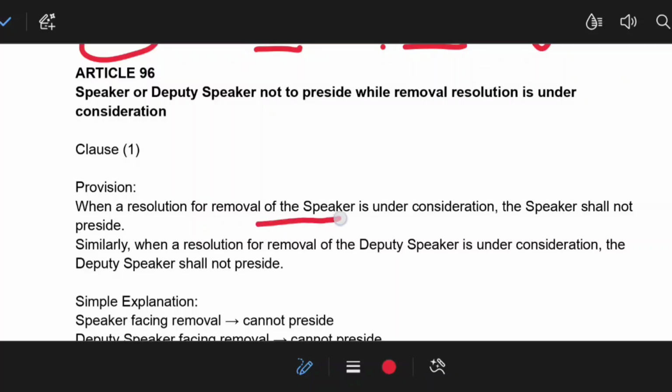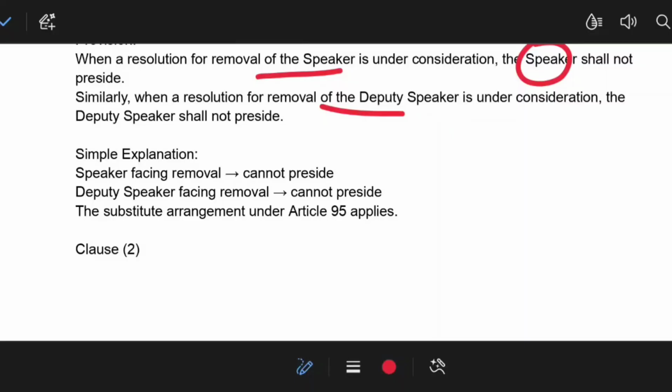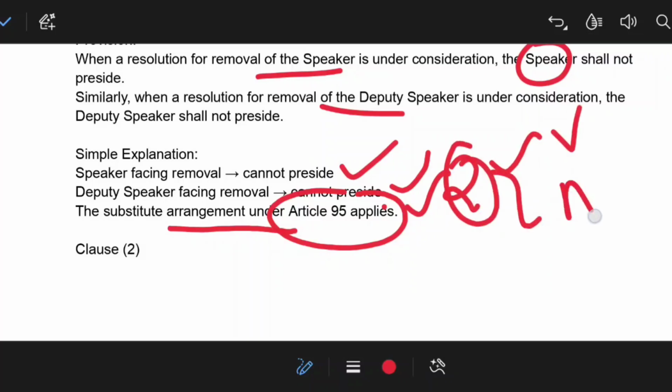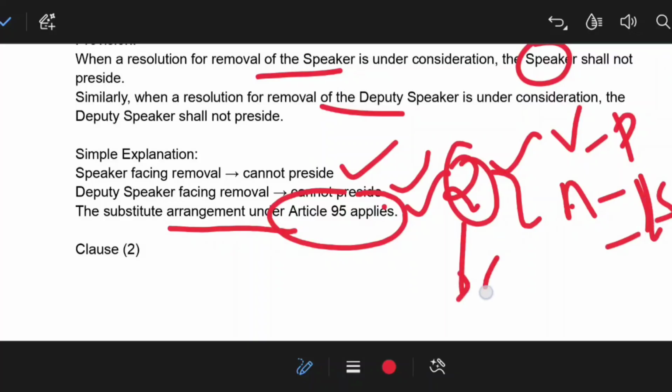So when a resolution for the removal of the speaker is under consideration, the speaker will not preside. And similarly, when the resolution for the removal of the deputy speaker is under consideration, even the deputy speaker will not preside over the Lok Sabha. Clear? So the simple explanation of clause 1 of article 96 is, if the speaker is facing removal, then the speaker can't preside. If the deputy speaker is facing removal, then even they can't preside. Then the substitute arrangement under article 95 applies. Two cases: one when vacant, one when absent. Vacant, the president; absent, the Lok Sabha itself. And this was true in article 91 clauses 1 and 2 for the Rajya Sabha also.